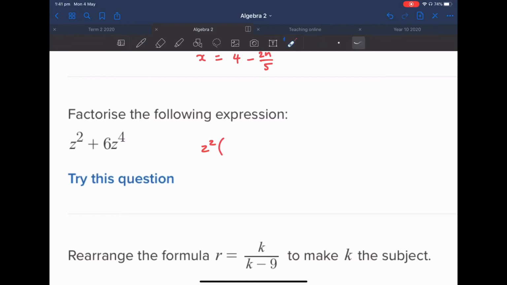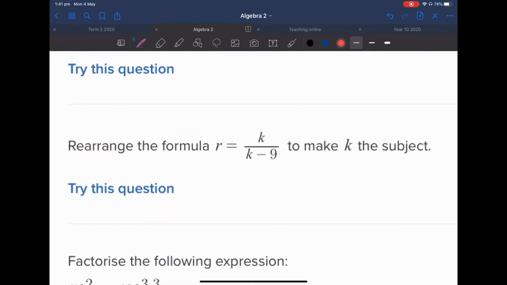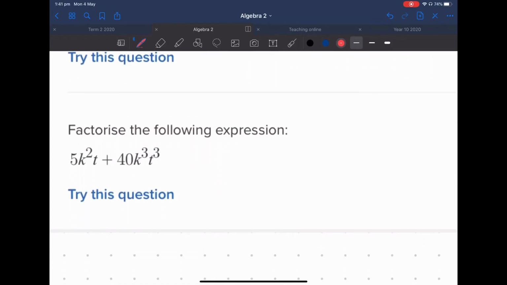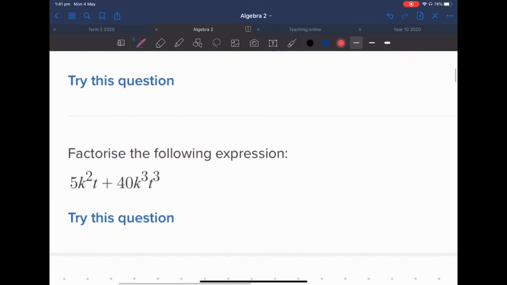And if I divide z squared by z squared, I'm left with 1. And from that second term, I'd be left with 6. And if I got rid of 2 z's, I'd be left with z squared. And that is my answer factorized. Okay. What we might do is go through this last factorization question and then come back to this rearranging, because it's quite tricky. So we'll come back to that one in just a moment.